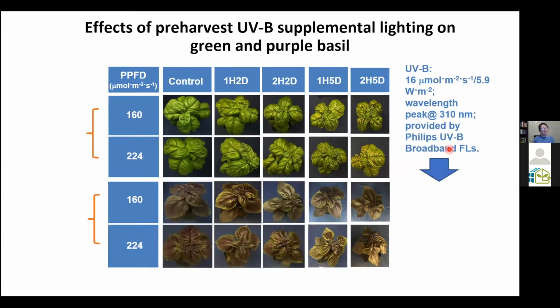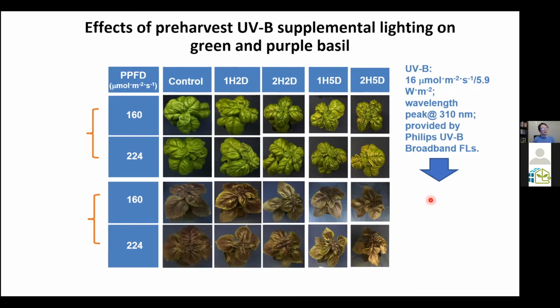And back then we actually didn't have LED, which is 5-6 years ago. We had to use broadband fluorescent lamps to do this experiment, and the peak is 310 nanometers. And so this column is the control without any UVB treatment. And here we treat the plants before harvest for 2 days, 1 hour per day, and then 2 hours per day, or 1 hour for 5 days and 2 hours for 5 days.